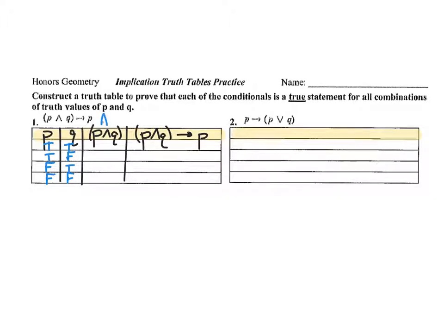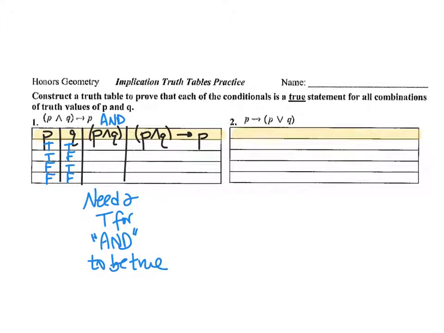Now remember the and. In order for and to be true, you need two trues. So the only place that there's two trues is the first one. So right here, true and true is true. Everything else has at least one false, so the rest of those are false.